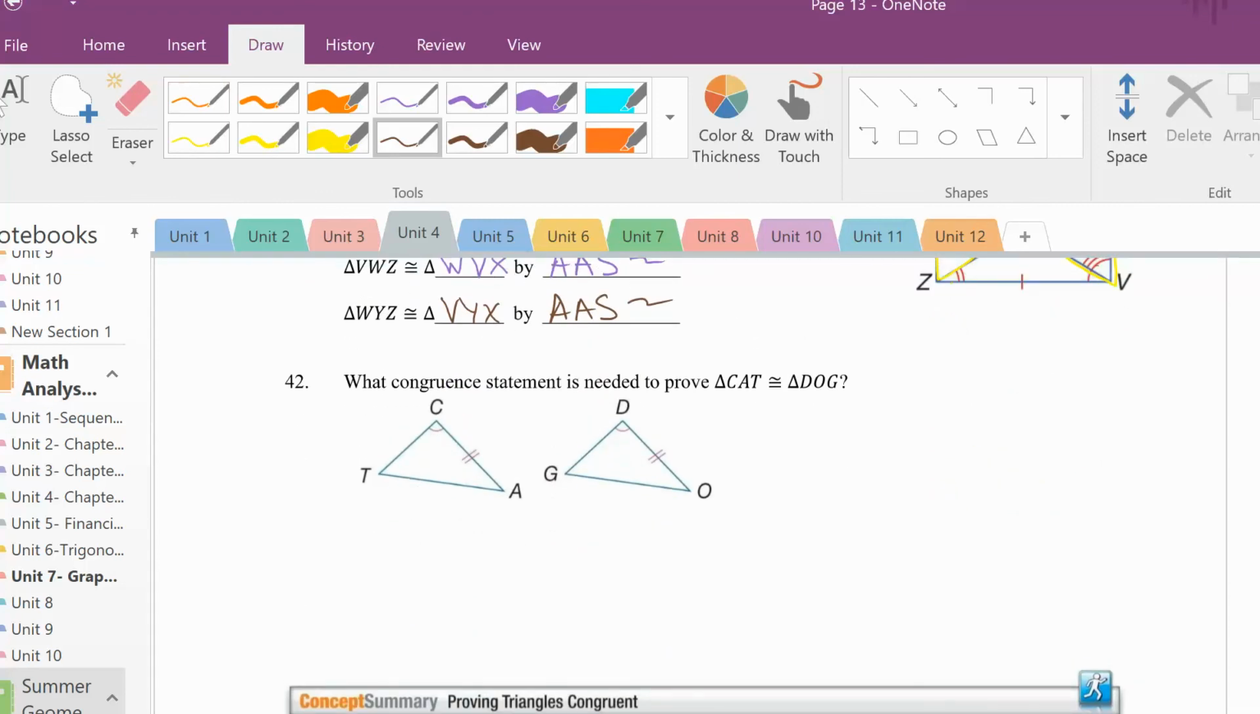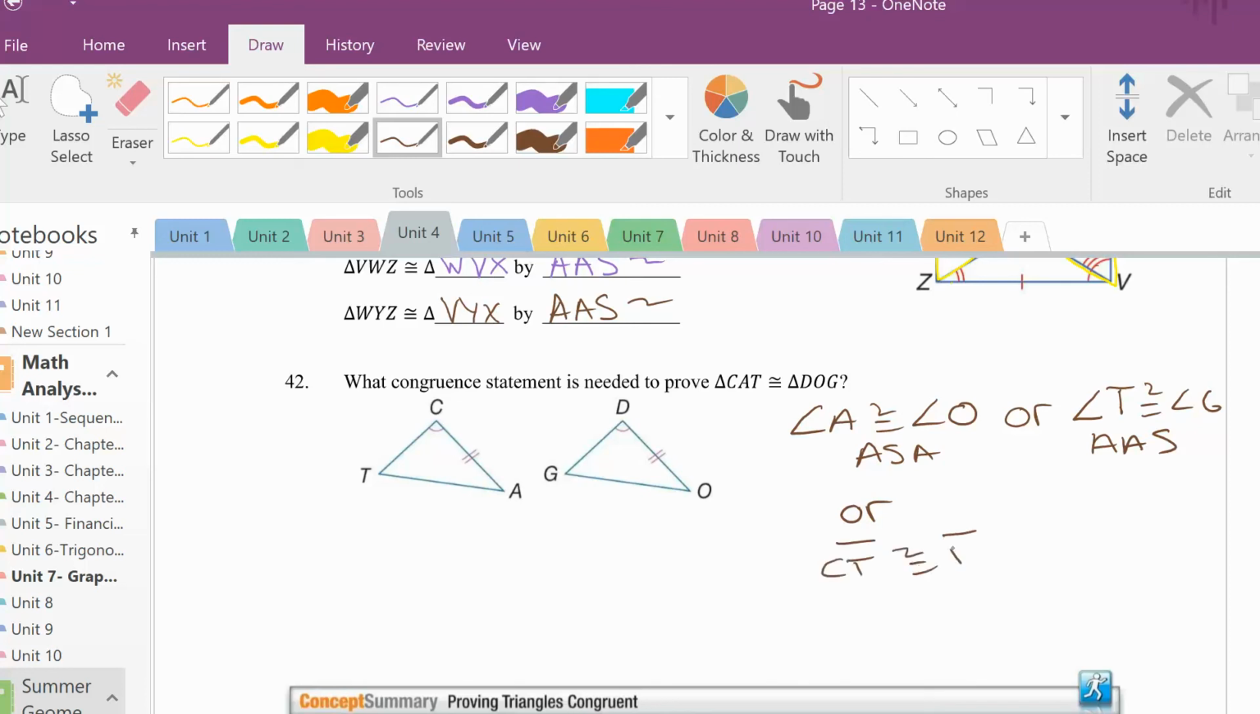All right, looking at 42, what congruent statement is needed to prove cat congruent to dog? Well, there's a couple that you could do. You could say angle A is congruent to angle O, because that would give you angle, side, angle. Or you could say angle T is congruent to angle G, because this would give you angle, angle, side. Or if you wanted to do side, angle, side, you would have to say CT is congruent to DG.